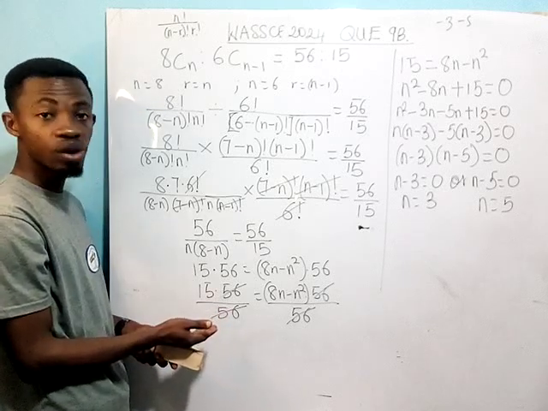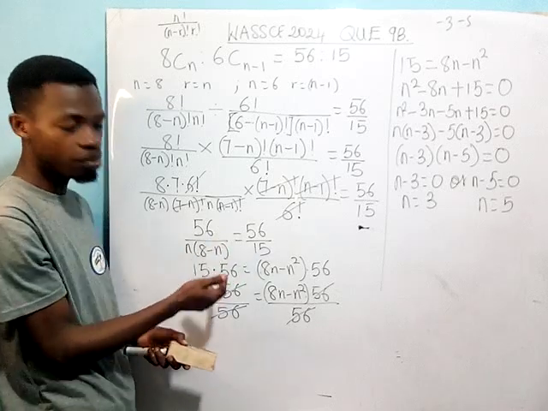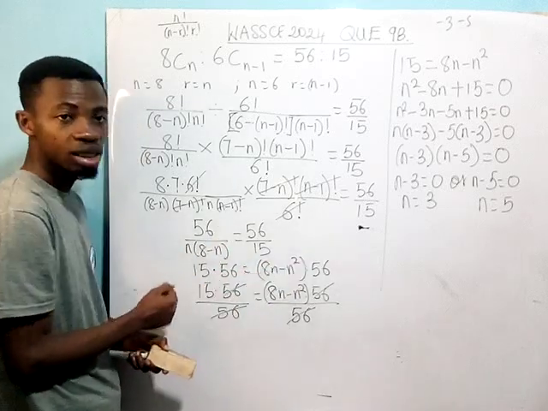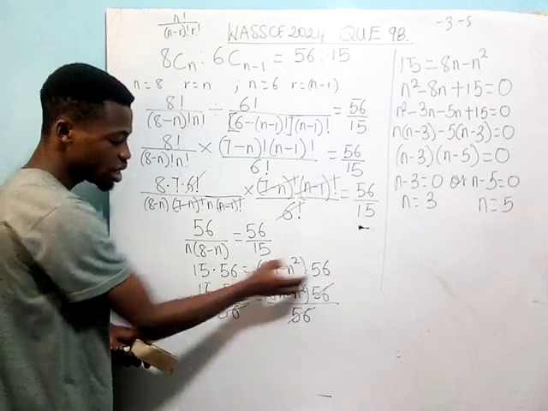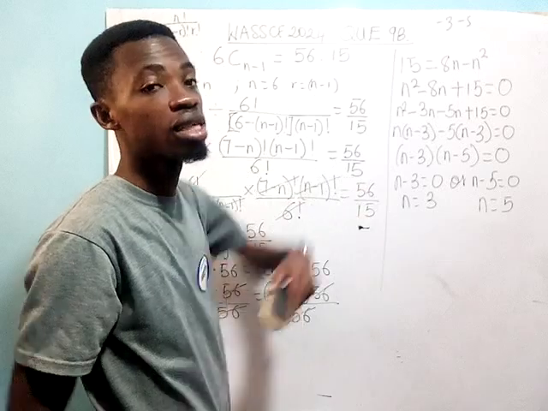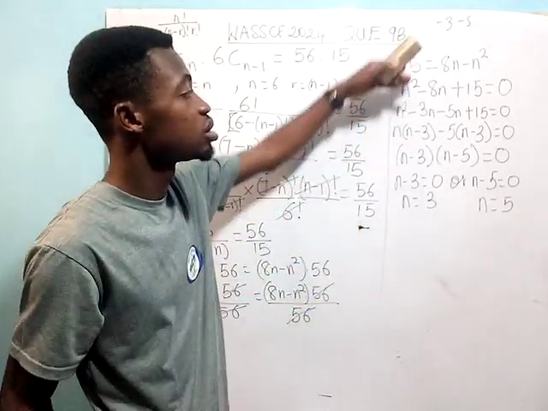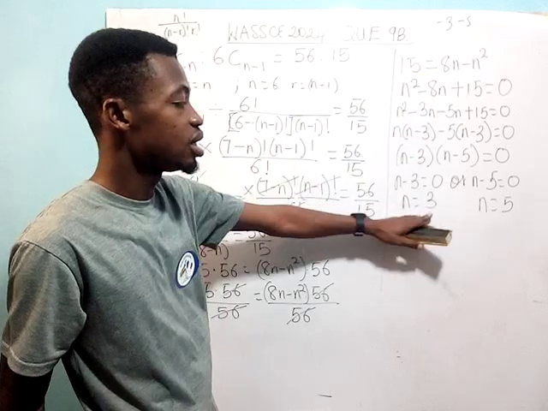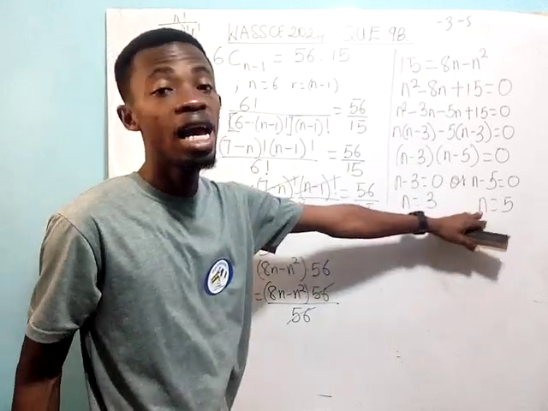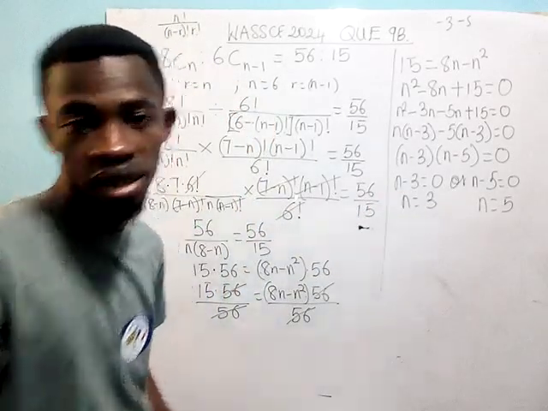Then we continue. Then we have 15 times 56. We cross multiply. Then this times 56. And to make the work easier, we cleared up the 56. Then we have 15 is equal to 8n minus n squared. And then by quadratic equations, we did factorize. Then we had n as 3 and n as 5. Now we need to check if our answer is correct.